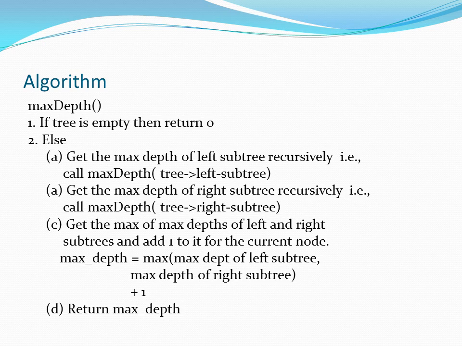Algorithm for max depth. If the tree is empty, then return 0. Else get the max depth of the left subtree recursively. That is called maxDepth of tree left subtree. Then get the max depth of the right subtree recursively. That is, make a call maxDepth of tree right subtree. Get the max depth of the left and right subtrees and add 1 to it for the current node. So max depth equals max of the max depth of left subtree, max depth of right subtree, plus 1. Return max depth.